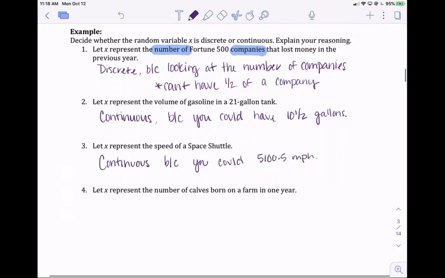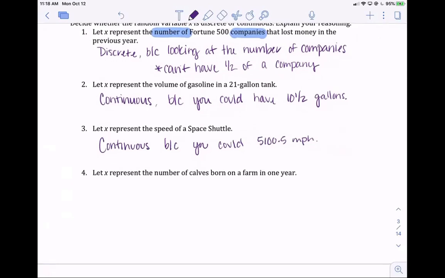Okay, what about let X represent the number of calves born on a farm in 1 year? Discrete. Hopefully there's no half of a calf. That would be sad. Okay.